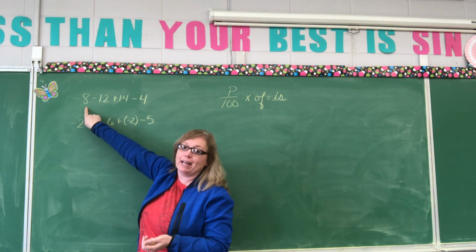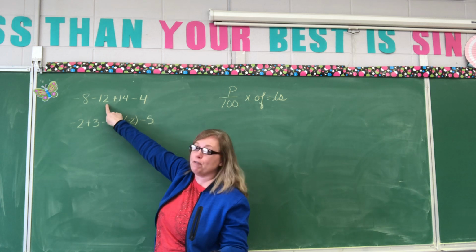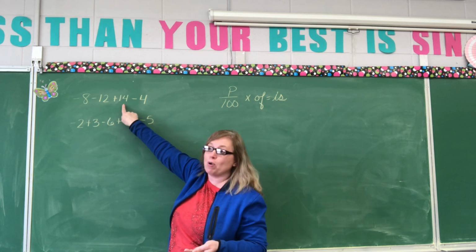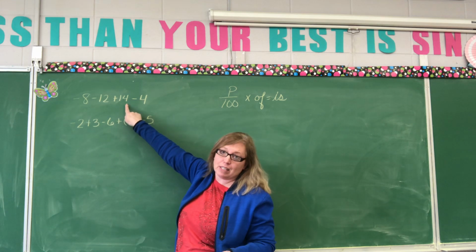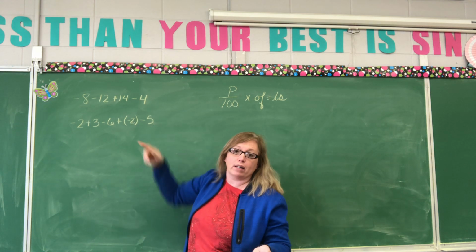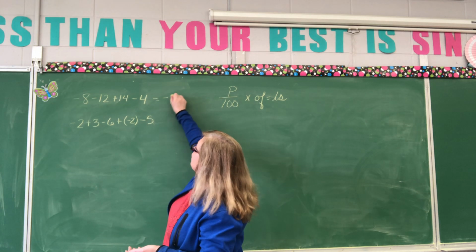We have a negative 8 plus negative 12 gives us negative 20. Negative 20 plus positive 14 gives me a negative 6. Negative 6 plus negative 4 gives me a negative 10. Okay, let's look at the next one.